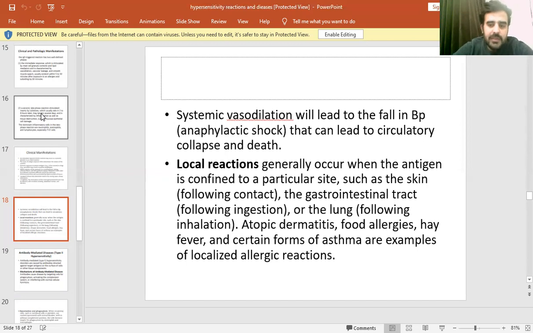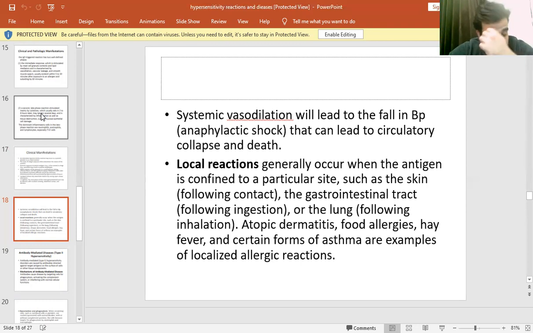So we have discussed that the type 1 hypersensitivity reaction is mainly mediated by mast cell degranulation and cytokines. And there can be two forms of the clinical manifestation. The first one we call the early phase reaction, and the second one is the late phase reaction. The early phase reaction subsides after an hour, and the late phase reaction occurs after hours and may subside after days.